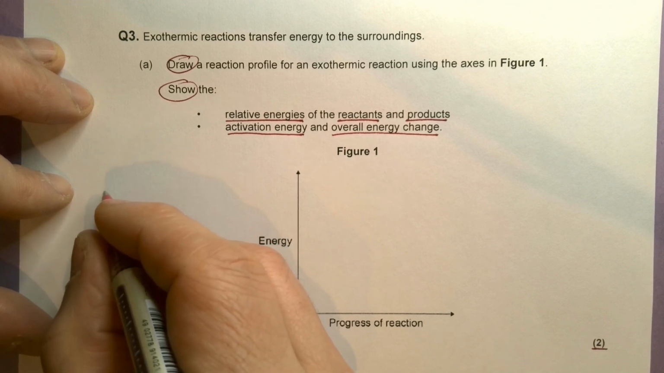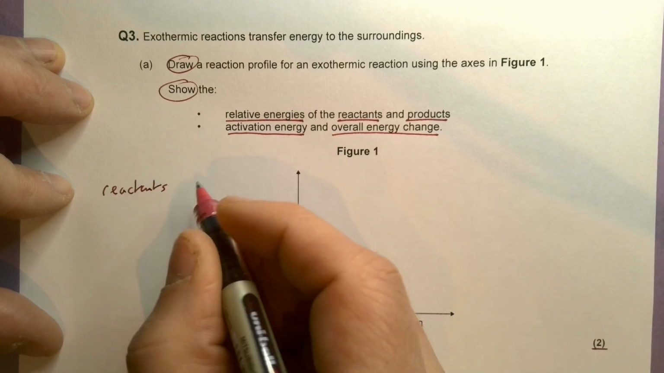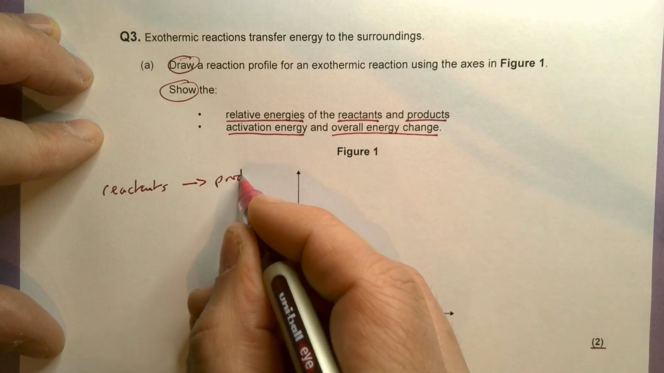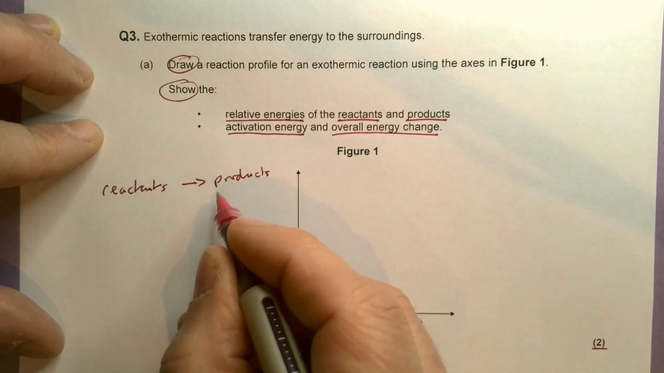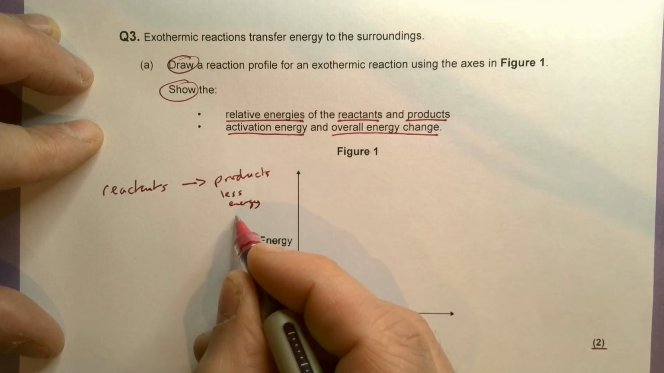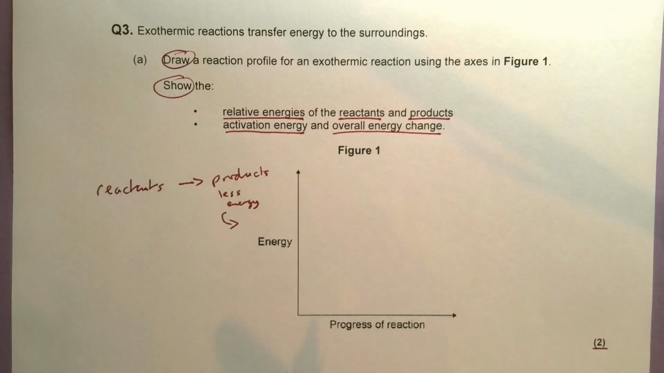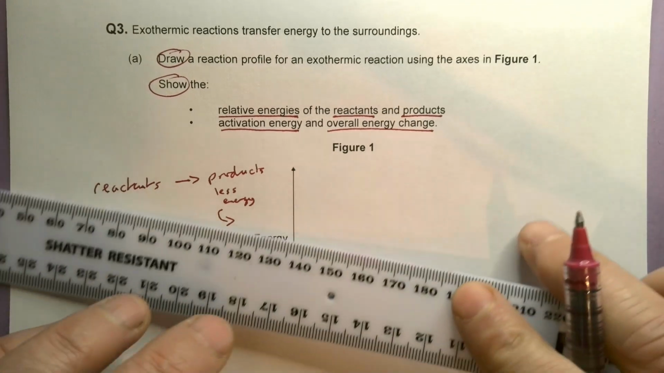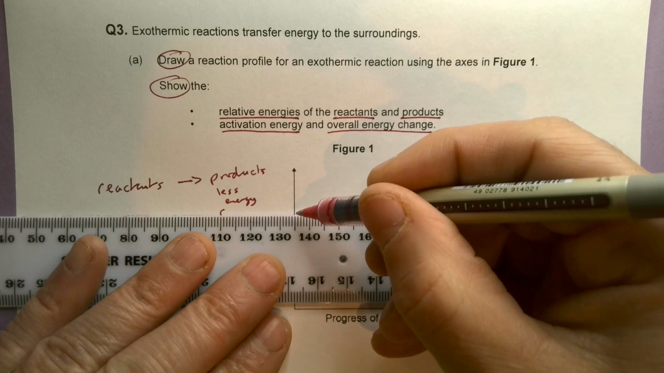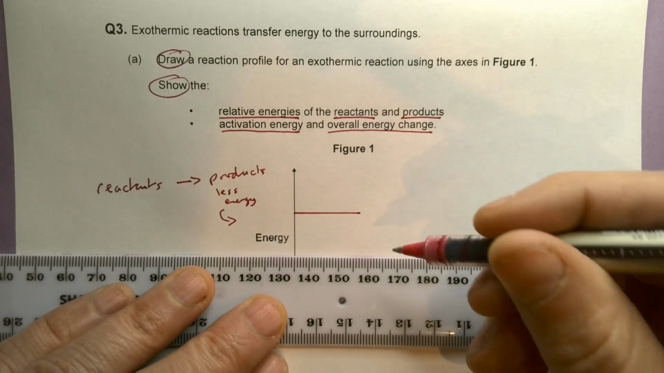So I know that for an exothermic reaction, the reactants have energy, and what I get out of that is obviously the products, but the products have less energy because they've given some out to the surroundings. So the first thing I'm going to do is I'm actually going to use my ruler, so I know the reactants are here, and I know the products are going to be down here.